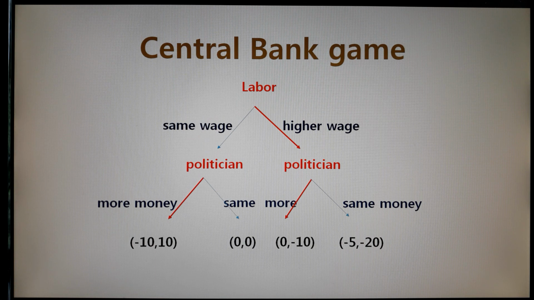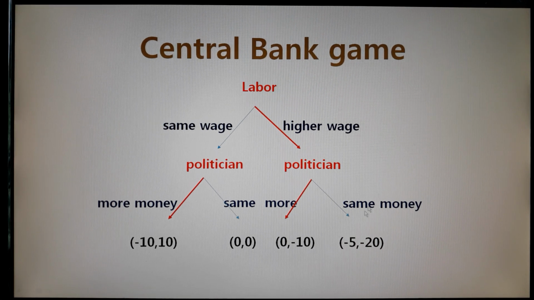Now we have another game going on in macro that involves backward induction and subgame perfect equilibrium. That is the central bank situation. There is a very serious game going on between the labor union, I said labor, but mostly they are unionized, so labor union, and the politicians.